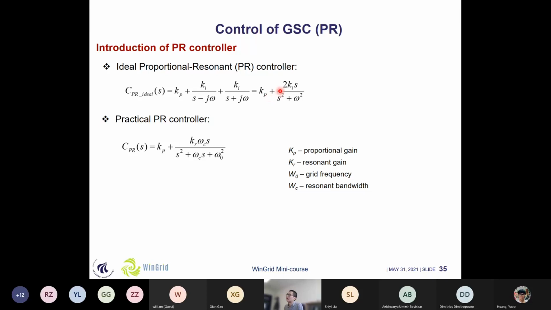But this ideal PR controller is very sensitive to grid voltage variations. In the case of the non-ideal PR controller, we need to insert some resonant bandwidth into the controller, then it will become less sensitive to the grid voltage. Here we can see the gains for the proportional and the resonant parts, where omega 0 means the grid frequency, and we can also use different resonant bandwidths to make this PR controller less sensitive.